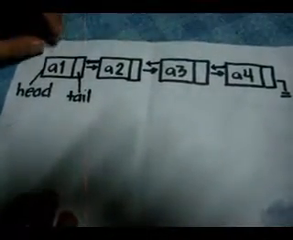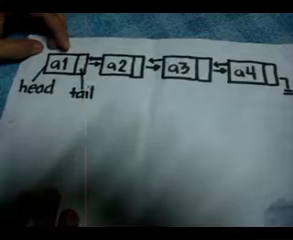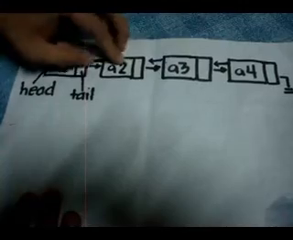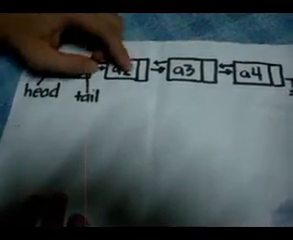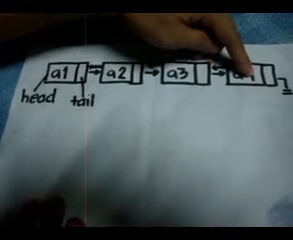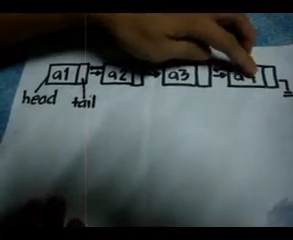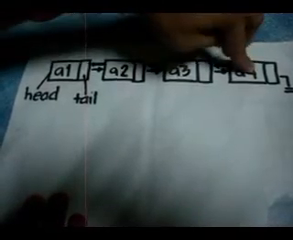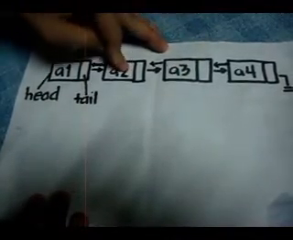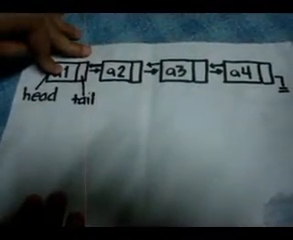This is an example of a double linked list. Every linked list has an item. This is the first item, A1, A2, A3, and A4. We know that A1 is linked to A2, and A2 is linked to A3, and A3 is linked to A4. So, this is an example of linked list. Now, we can say that this is a double linked list because A4 is now linked with A3, and A3 is now linked with A2, and A2 is now linked with A1. This is the process of double linked list.